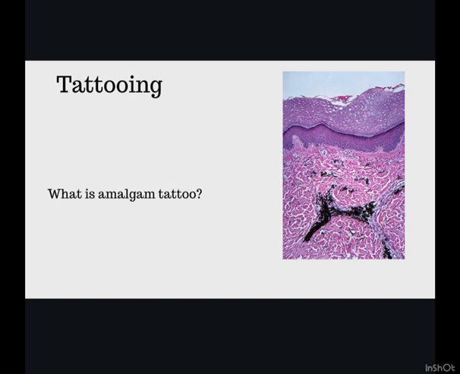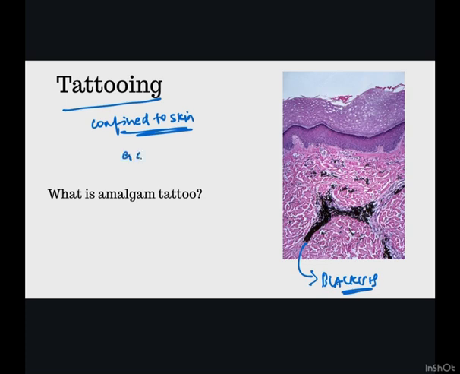So moving on to the next, which is tattooing. So what are tattoos? Tattoos are nothing but these blackish pigments, and these are usually confined to the skin. Sometimes they may also be found in the lymph nodes or associated glands.